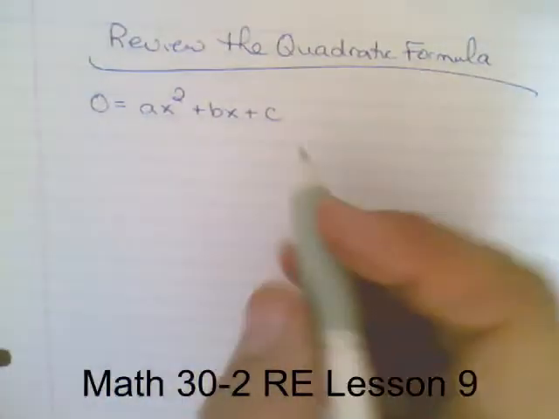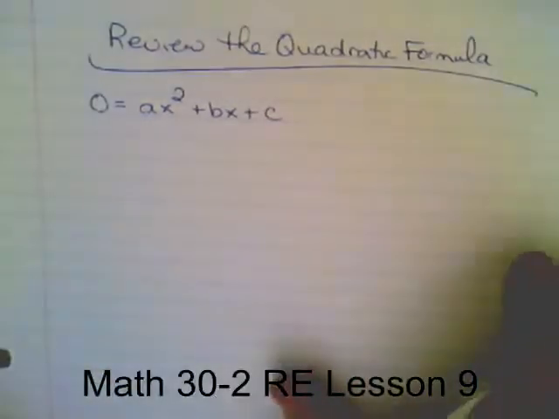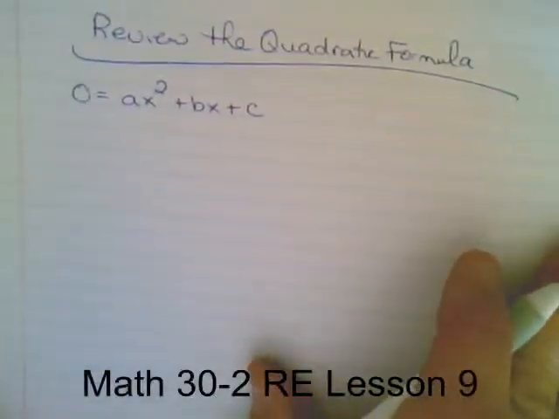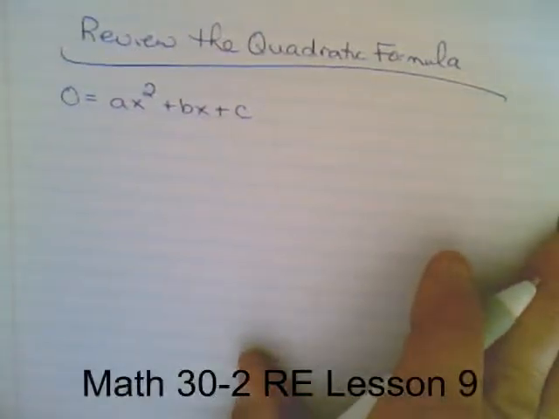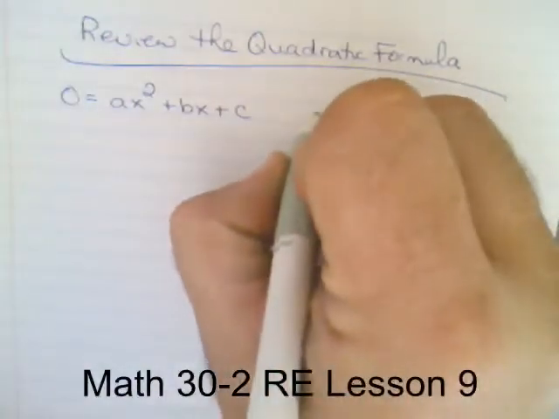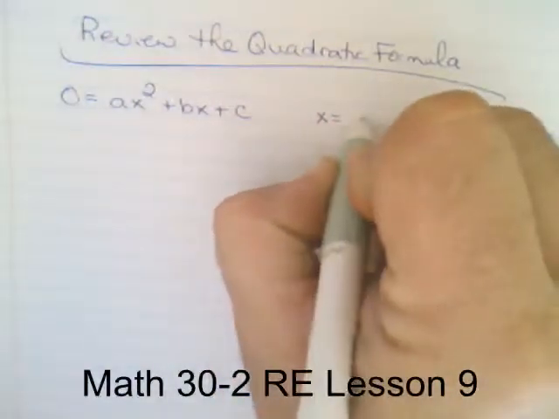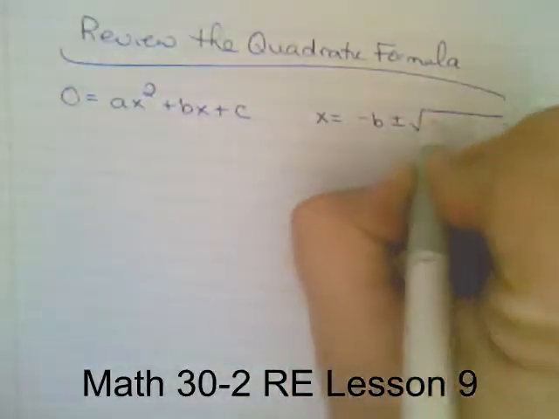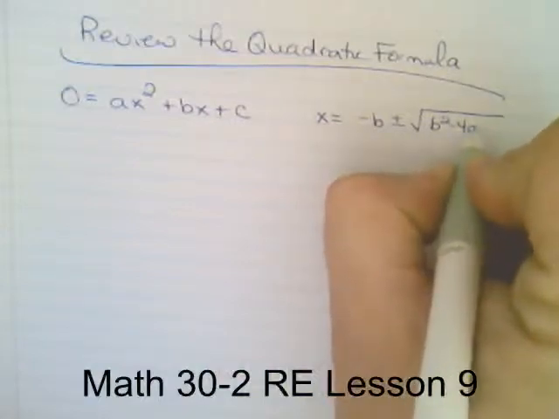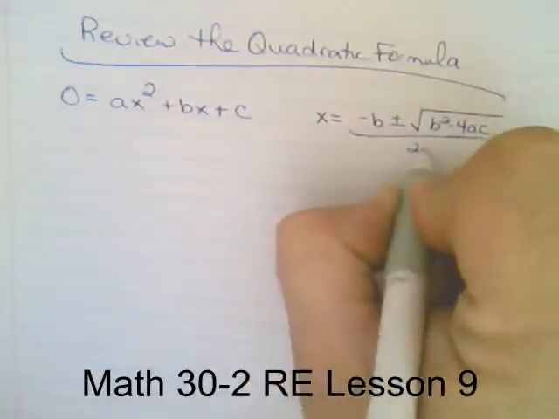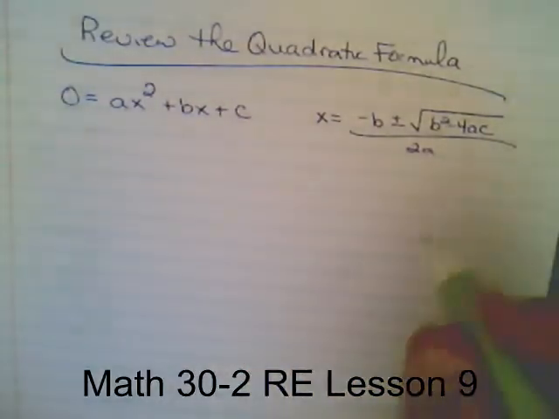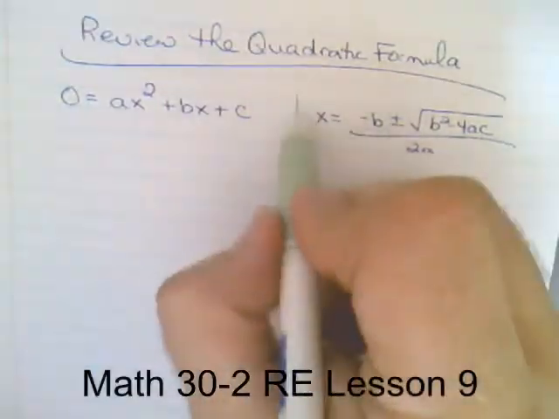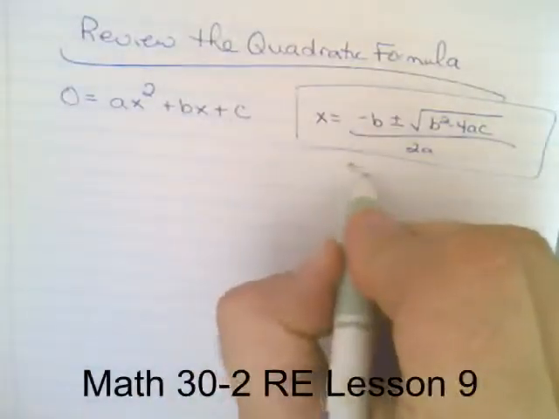If you're going to solve this, there are a variety of ways to do it. You can do what's called completing the square, you can factor if it's possible, but essentially the quadratic formula tells you that the solution x is equal to negative b plus or minus the square root of b squared minus 4ac, all of that divided by 2 times whatever the a value is. This formula is on the formula sheet. Okay?